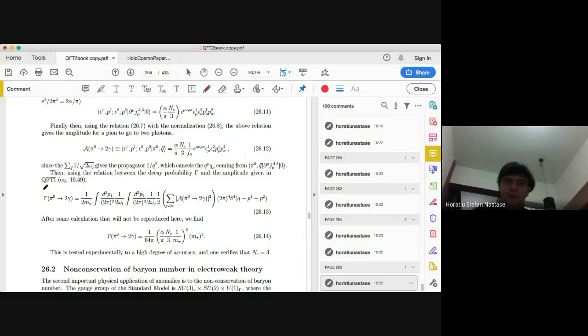So the rate of decay is 1 over 2 m pi, integrals over the momenta p1, p2, and sum over polarizations of the amplitude squared and the delta function, 2 pi to the 4 delta 4 of q minus p1 minus p2. Okay, so now we substitute this amplitude in here.